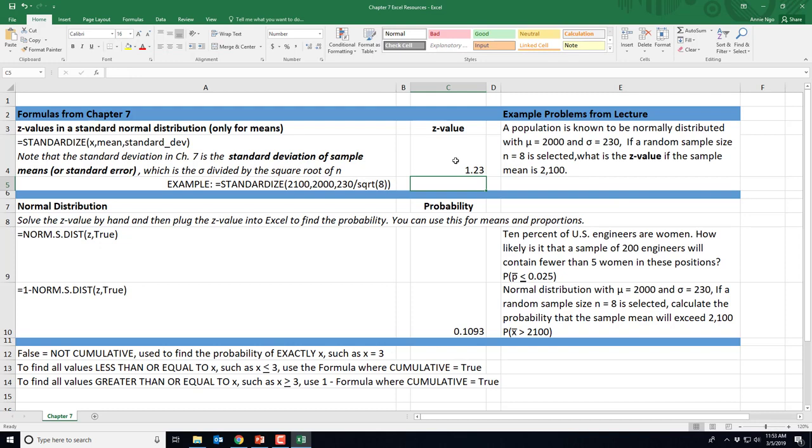So you have the option of finding z-values of a sample mean using Excel, or you can do it by hand. Or you could do both to make sure your answers match and that you're doing it correctly. So if you have any questions, just let me know.